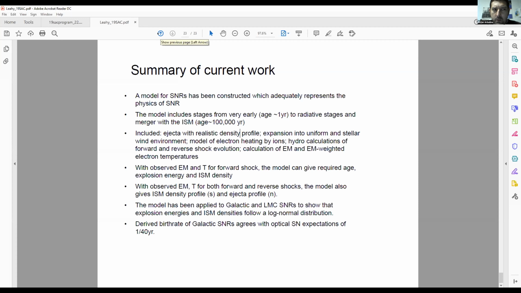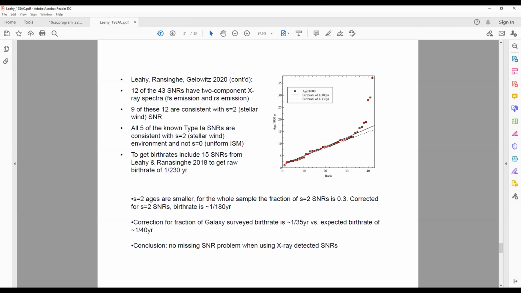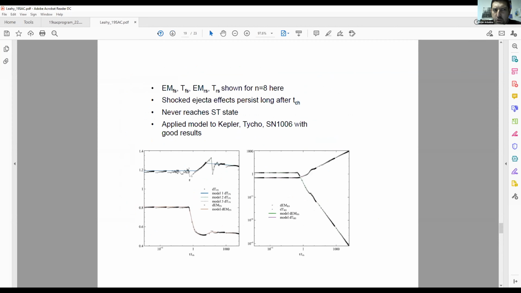But from the Truelove and McKee model and from your models, you can see that after a point in time, the reverse shock is actually moving toward the center and not following the forward shock. So I think it depends. Why was this a surprise observationally?